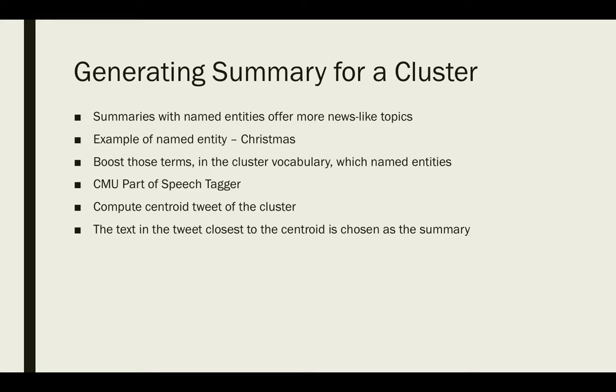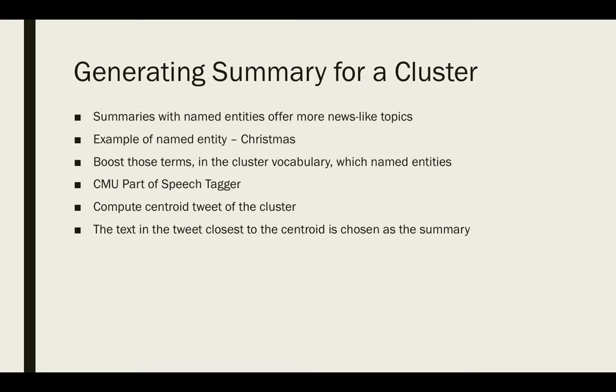Finally, we want to generate a summary for each cluster. To do this, we compute the centroid tweet in the cluster and then find that document which is closest to the centroid. This would give the best representation of the cluster and would be chosen as the summary. However, we make a slight tweak in the centroid calculation. We boost those terms in the cluster vocabulary which have named entities. An example of a named entity is the word Christmas. This boosting moves the centroid more towards documents that contain named entities.